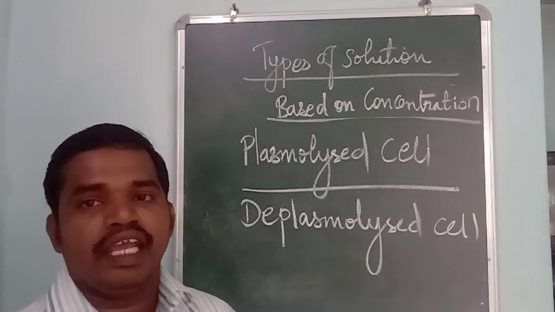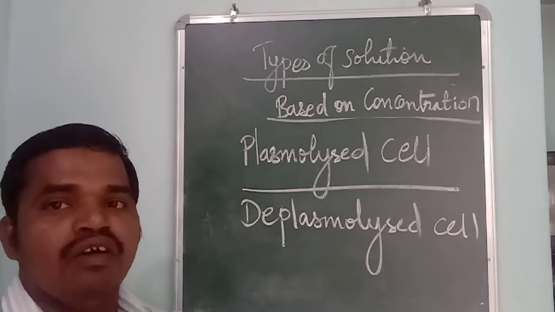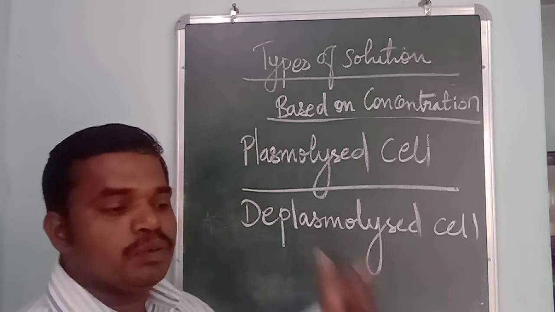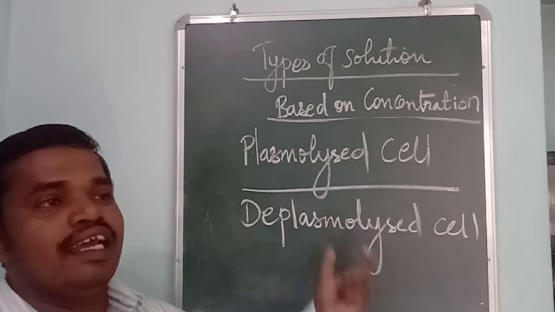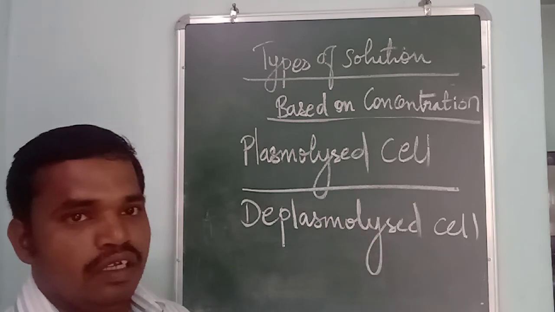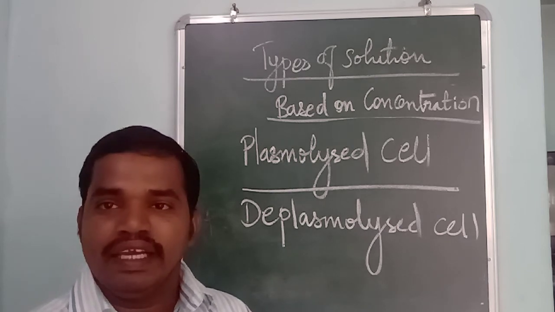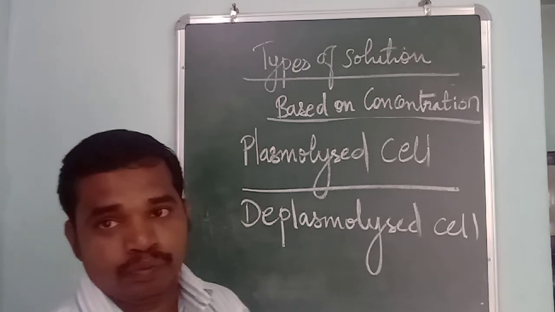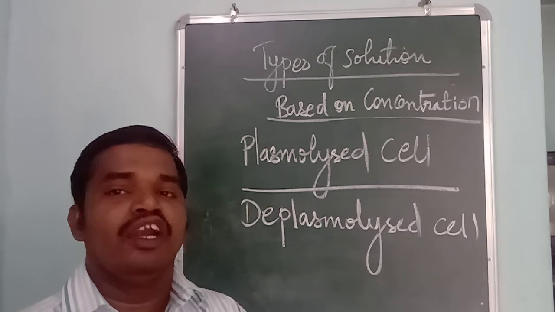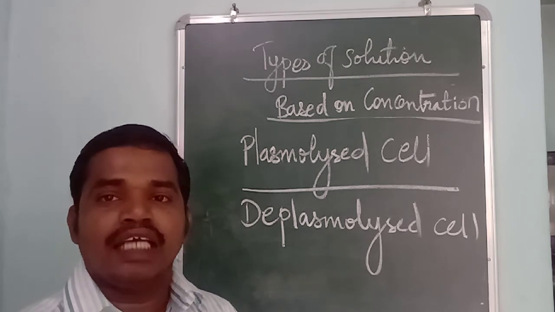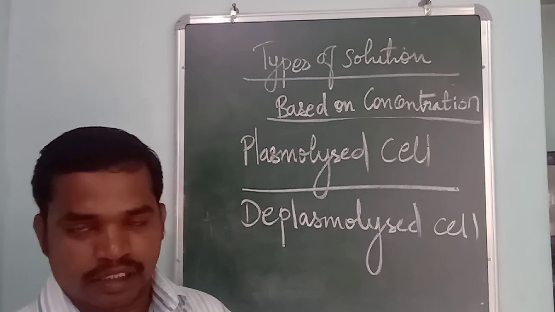What is the significance of plasmolysis? Plasmolysis is very important to know whether the cell is alive or dead. The plasmolysis process acts only on living cells, not dead cells. Thereby plasmolysis helps to identify living cells and dead cells.